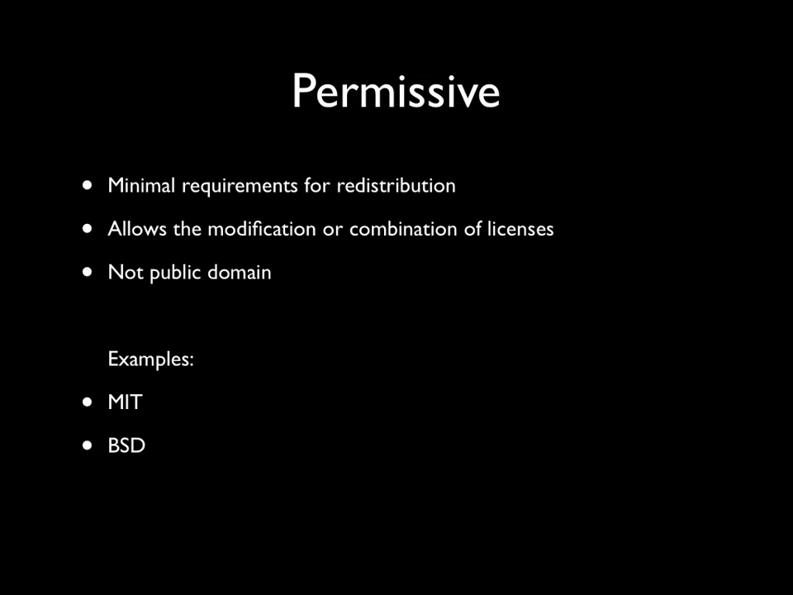Some of them have special cases, but it's probably best to steer clear of GPL if you're using it in proprietary works. And this would include if you have a component that you integrate into an app. So it's not just modifying it, it's merging it, I guess. Permissive licenses are what you want to use in proprietary works. They have minimal requirements about redistribution. It allows you to change the license if you modify anything. And you can use these in proprietary work.